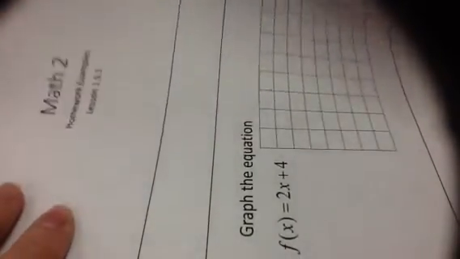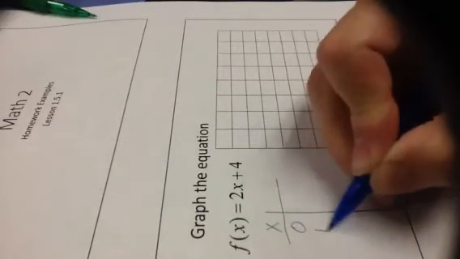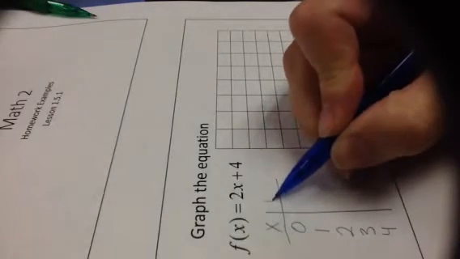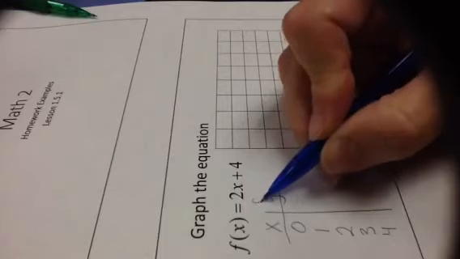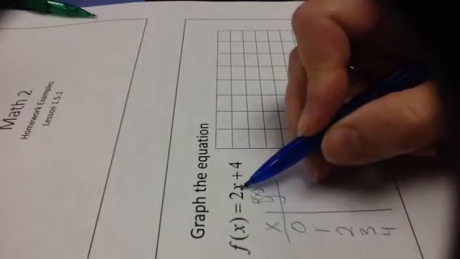Homework Examples 1.5. The first type of problem is to graph an equation. The way we're going to do this is to make a table of values. You're going to start with 0, 1, 2, 3, and 4. Then you'll find your y, which is also your f of x, by plugging these numbers in for x.